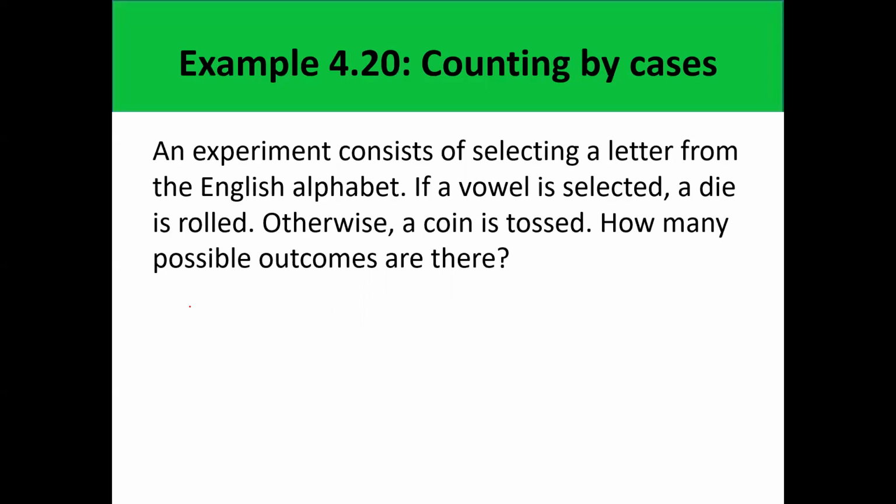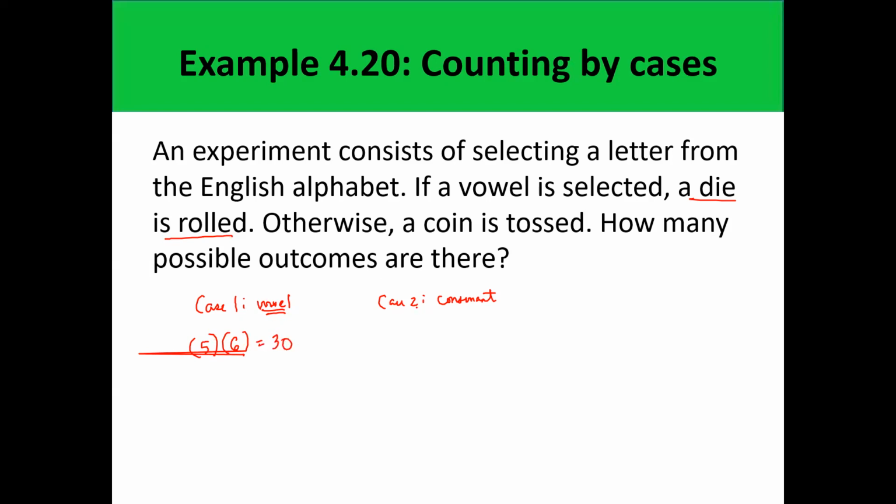So in this problem, there are two cases. Case 1 is when a vowel is selected in the first event. And then case 2 is when the letter selected is not a vowel. So that would mean that the letter is a consonant. In case number 1, if the letter is a vowel, there are 5 vowel letters, and each of these 5 letters will branch out into the outcomes of the die. And the die has 6 outcomes. So using the multiplication rule, we have 5 times 6 equals 30.